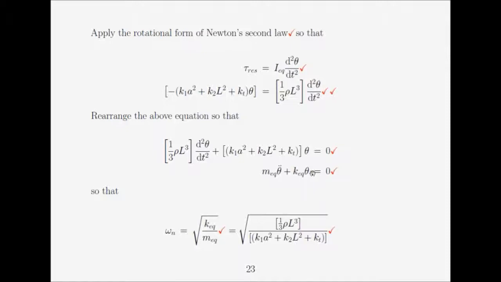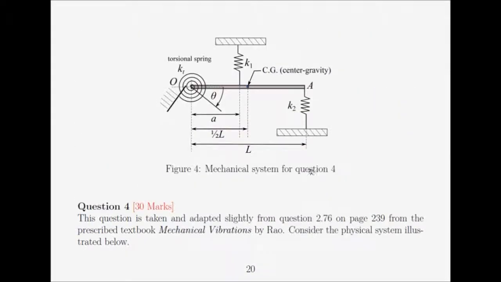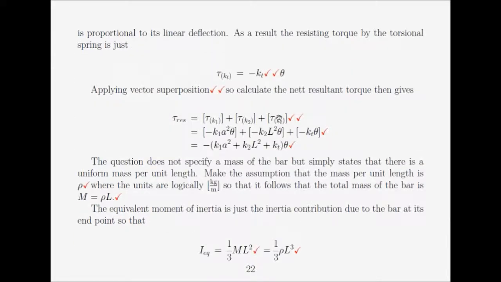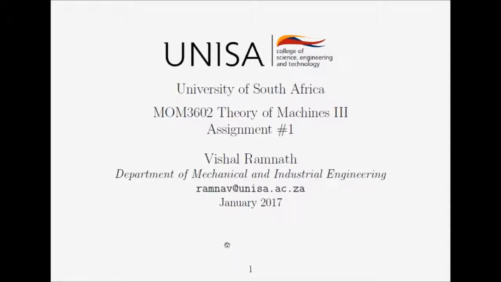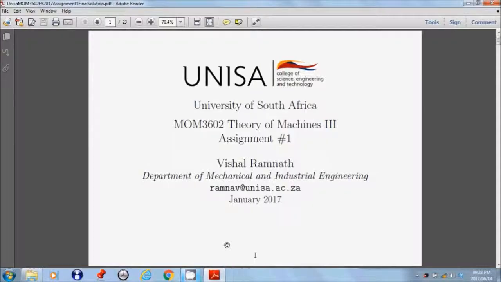This is basically a mass spring system. It's an equivalent system, to be fair, but at the end of the day, it is still a mass spring system. And then omega n is equal to the square root of k over m. And it's as simple as that. That would be the end of the main presentation. Thank you very much for your attention.